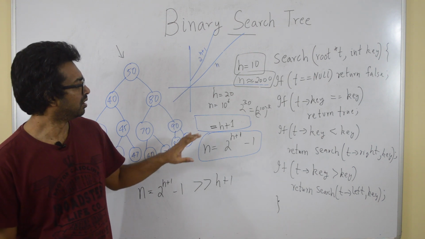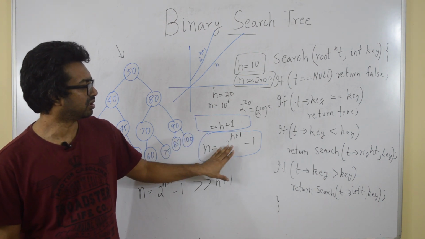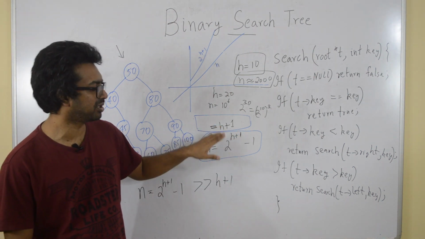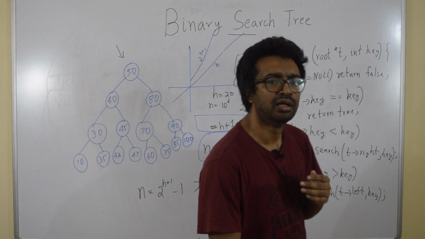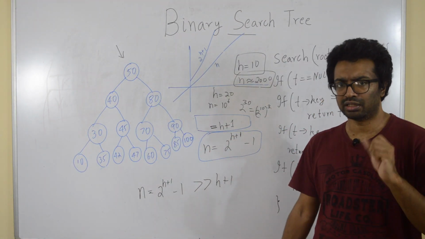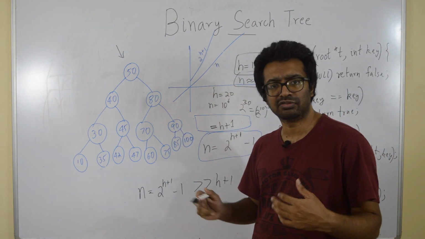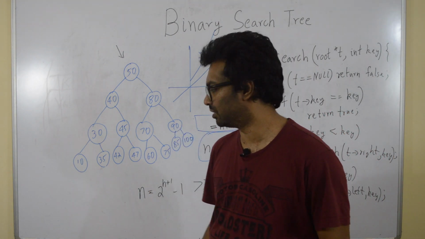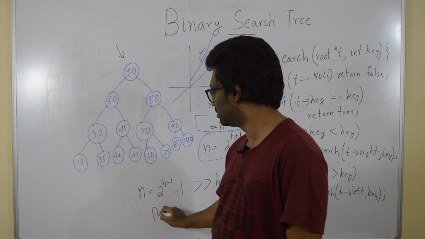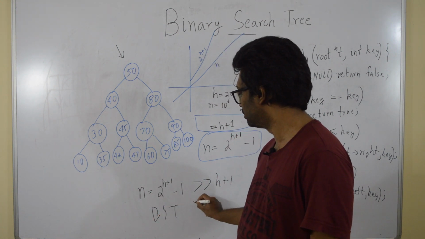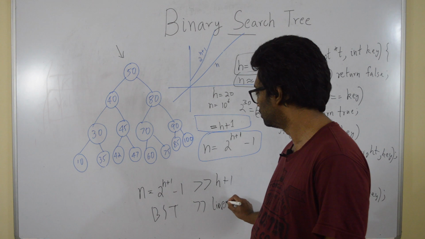Therefore, you don't want this 2 raised to h. So h plus 1 is a far better number than 2 raised to h. That's the main point I was trying to make. This is why this binary search tree is far better than the linear search we saw. So BST is better than linear search.